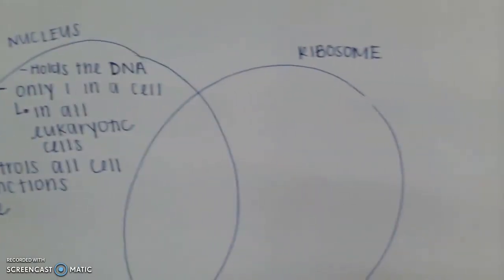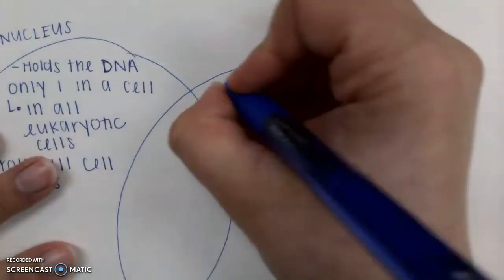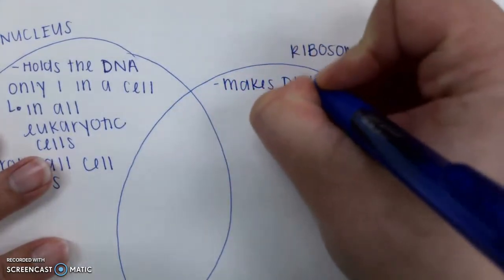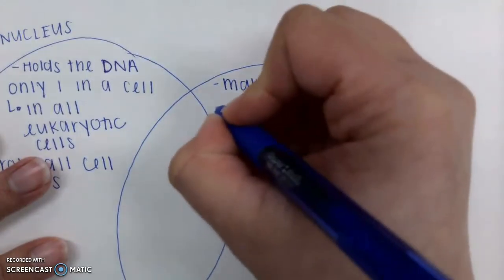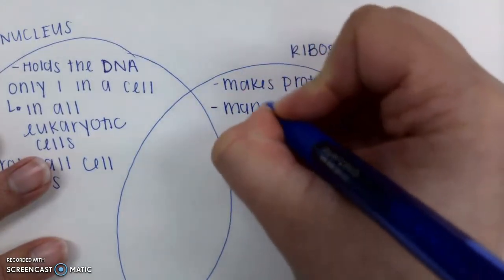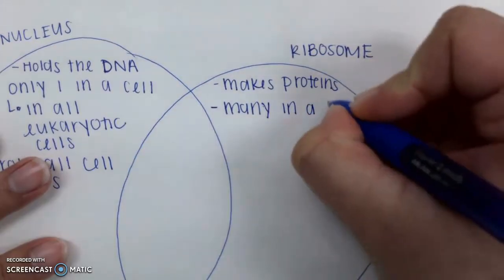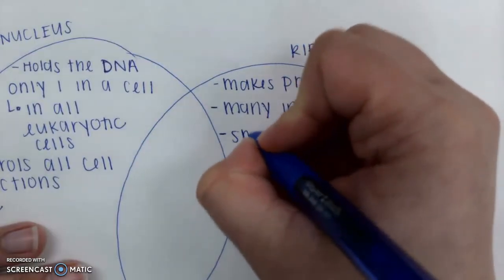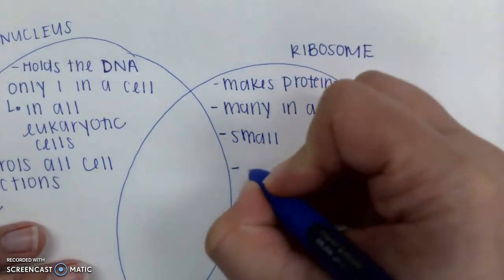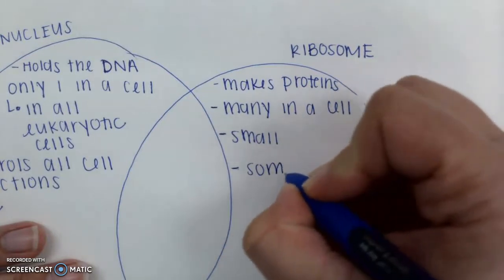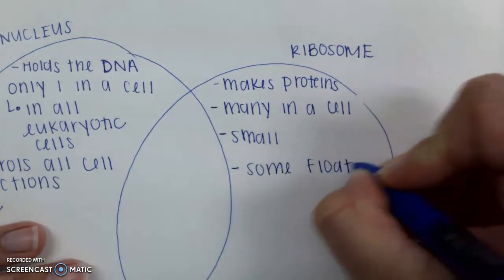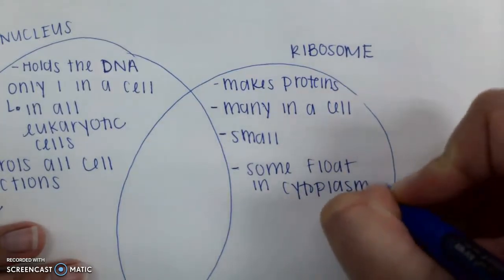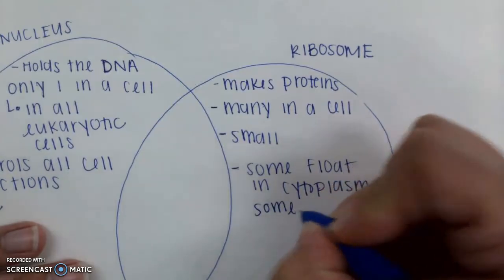All right, now let's flip over to the ribosome side. So the ribosome has the job of making proteins. There are many ribosomes in a cell. They're small. You have some that are free-floating in the cytoplasm. And there's some that are on the rough ER.